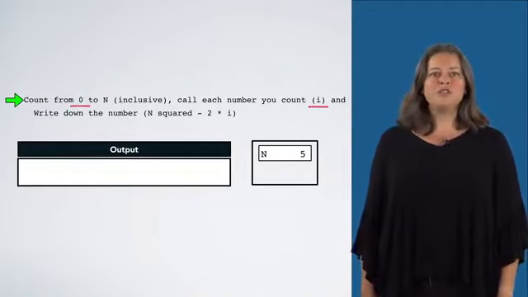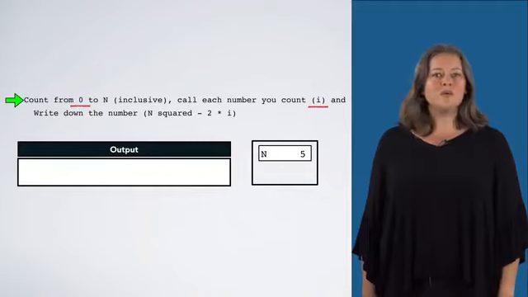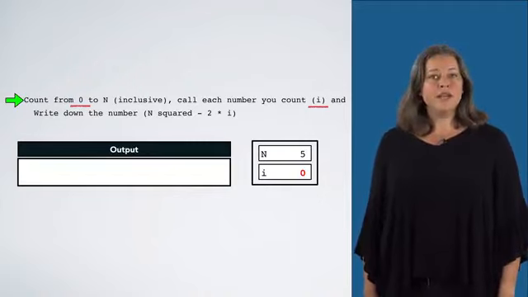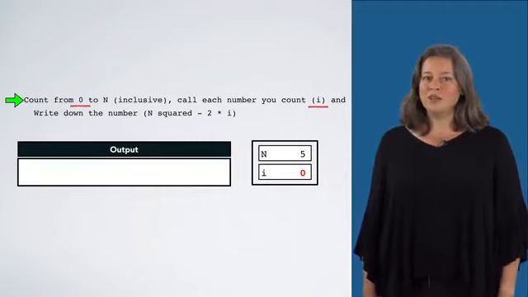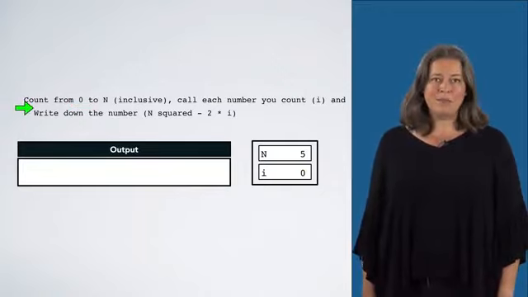The first thing we want to do is count from 0 to n inclusive and call each number that we're counting I. Since I is a variable and it's going to start with the value 0, we create a box to hold I and its value of 0. Now we enter the next step.